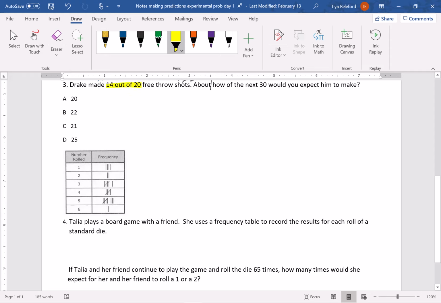Drake made 14 out of 20 free throw shots. About how many of the next 30 would you expect him to make? There's that word expect. So our probability is 14 out of 20. Our new total is 30. Solve that proportion.